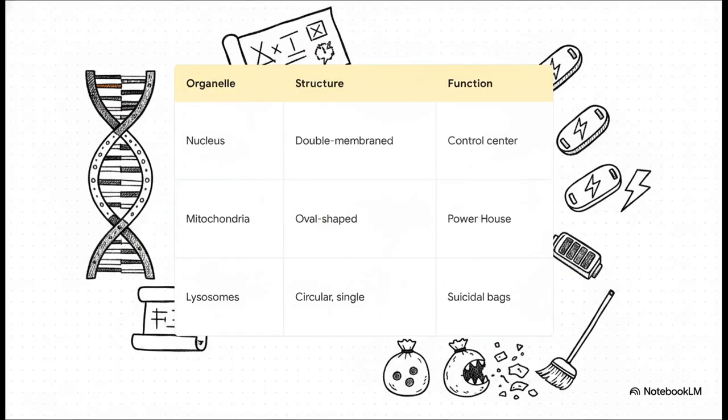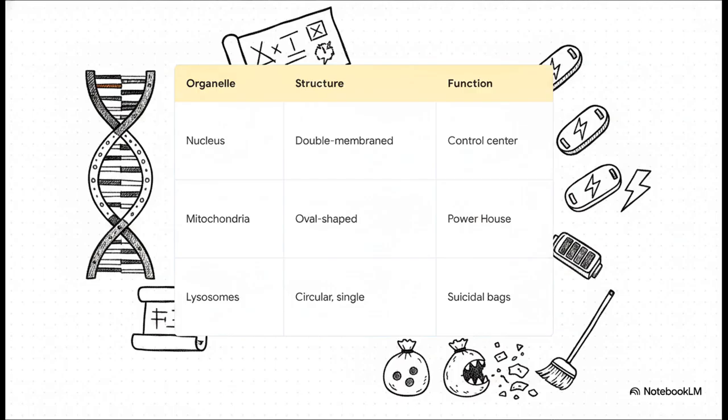Let's spotlight 3 of the most crucial workers in this cellular factory. First up, the nucleus. This is the largest double-membraned organelle, and it's basically the control center because it houses that DNA blueprint we just talked about. Next, the mitochondria. You've probably heard this one called the powerhouse of the cell, and for good reason. These oval-shaped organelles handle cellular respiration and store up energy as ATP molecules.